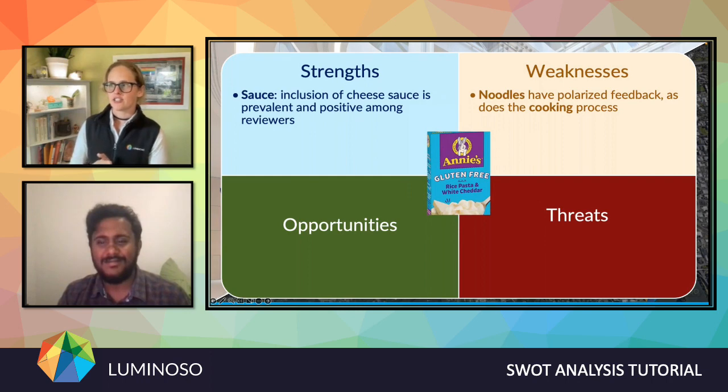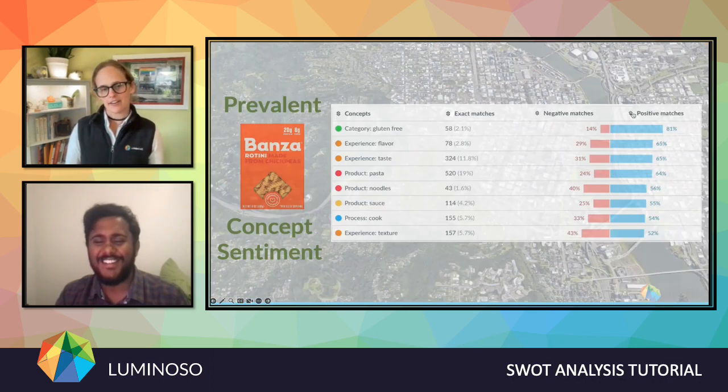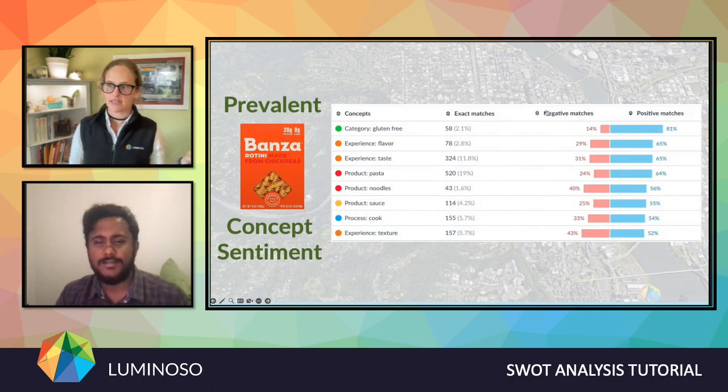For this, the inclusion of cheese sauce is prevalent and positive among reviewers. It makes sense. Noodles have polarized feedback, as does the cooking process. Cool, we now know about mac and cheese. So let's look at a competitor. This is not mac and cheese, but it is a gluten-free pasta made from chickpeas.